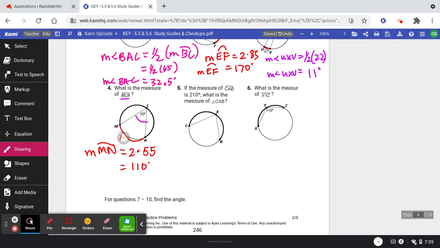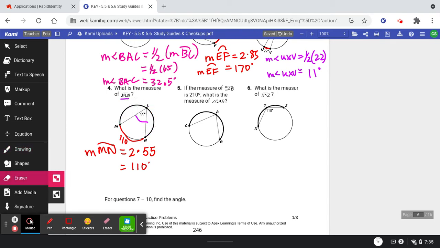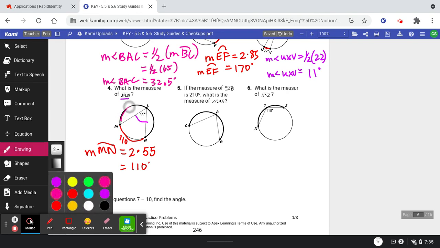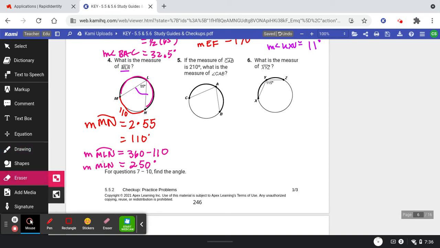Now that we found that this is 110 degrees, we can go figure out that the rest of it is the difference from 360. So we can say that the measure of major arc MLN is equal to 360 minus that 110, or 250 degrees. So there was like an extra step in that one because they asked for the major arc.